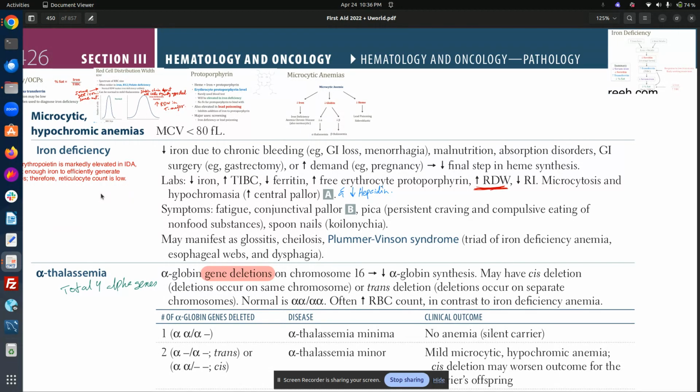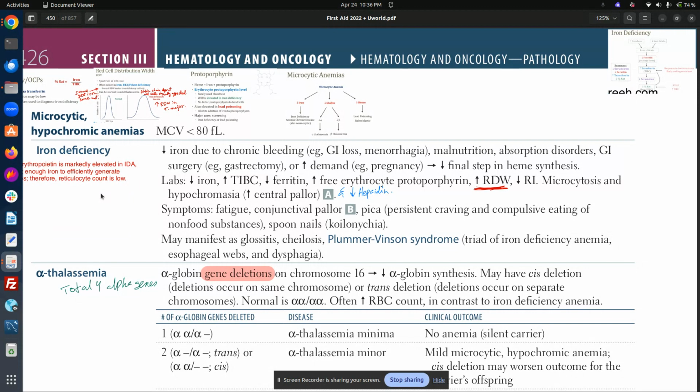What test will we do for iron deficiency anemia? First, the basic test which we recommend to every patient, the best initial test, is the complete blood count. Okay, in the complete blood count, obviously it is iron deficiency anemia, so we will see decreased iron.